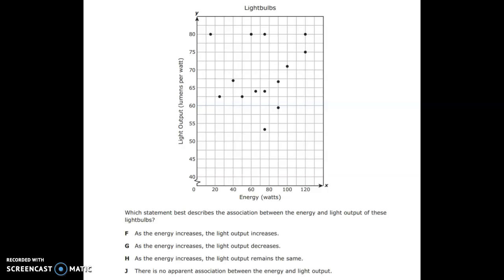As the energy increases, the light output increases. As the energy increases, the light output decreases. As the energy increases, the light output remains the same. There is no apparent association between the energy and light output.